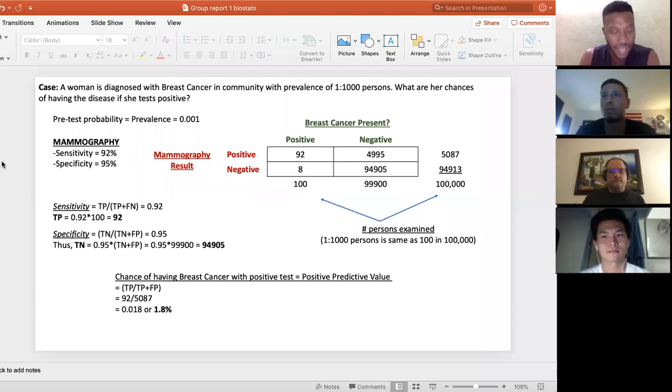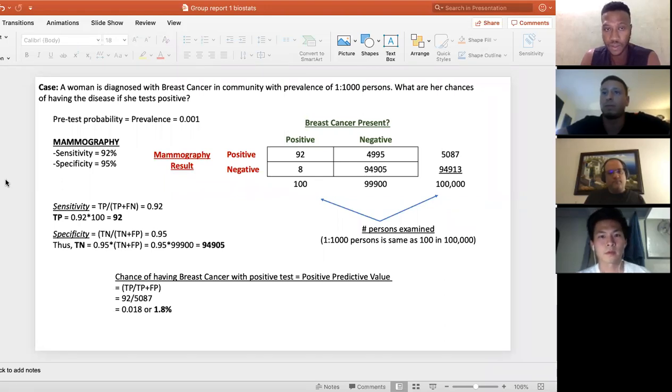To fill in the right side of the column, we use the specificity. For the total people who do not have the disease, we subtract 100 from 100,000 and we get 99,900. We multiply 95% by 99,900 to get 94,905 as the true negative. And then to get the false positive, we subtract the 94,905 from the 99,900 to get 4,995.